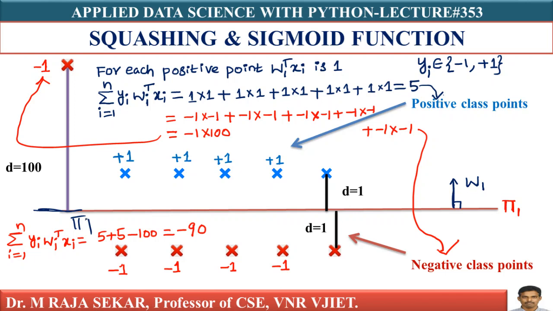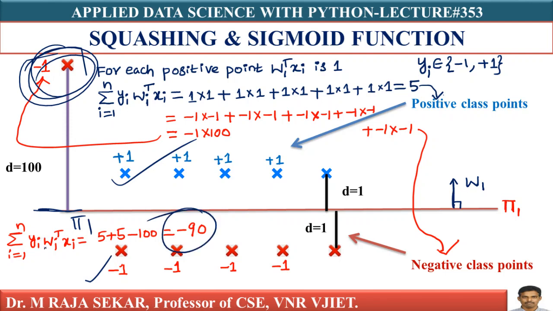Because of this one outlier point, we correctly classified 5 positive points and 5 negative points. Because of this one outlier, we are saying that pi 1 is not correct. Why? Because you are getting sigma i equal to 1 to n yi into W1 transpose xi negative. Therefore, we are saying that plane pi 1 is not correct. You can see how dangerous an outlier is while solving machine learning problems, especially in the case of logistic regression.